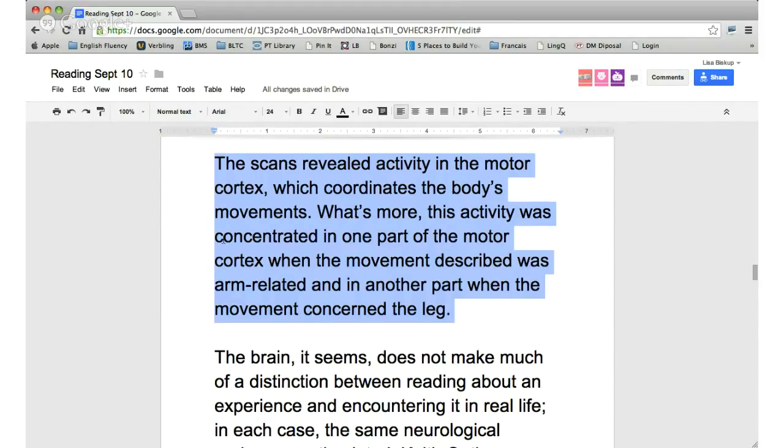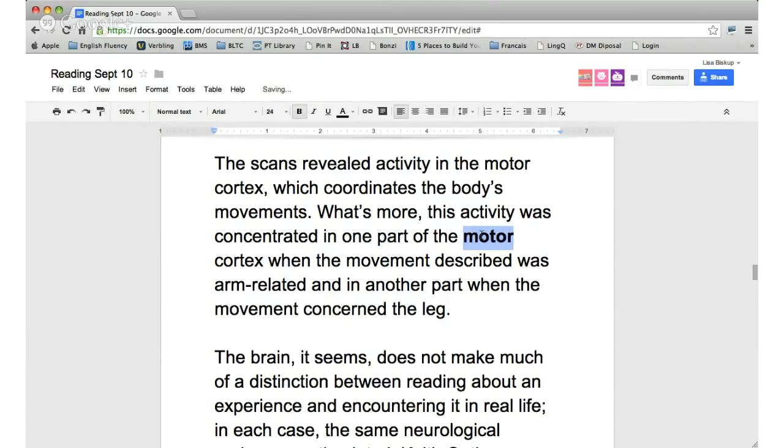So it just depends on what they're describing, what we are reading, then different parts of our brain are being activated. That's pretty interesting. So motor, of course, in English lots of words have lots of different meanings.